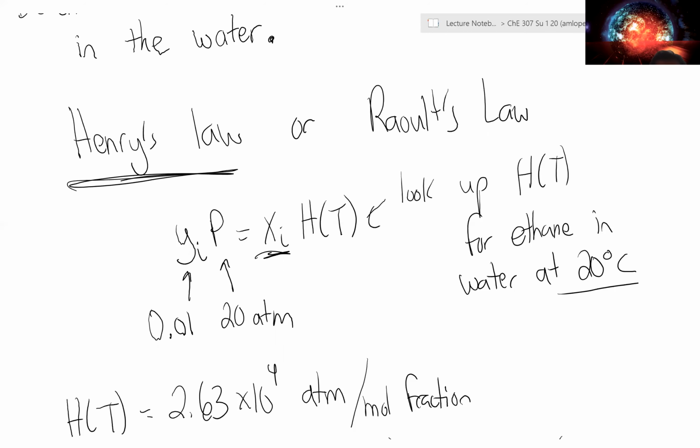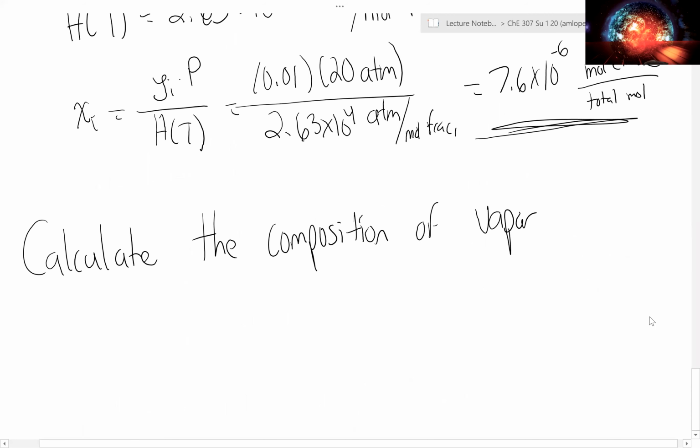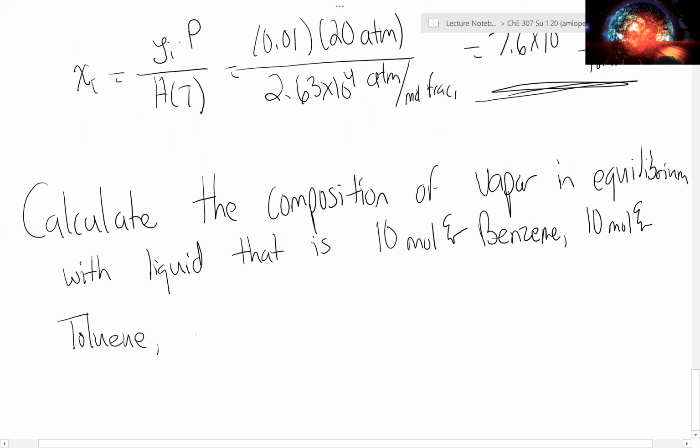So let's look at one more example. Let's calculate the composition of a vapor in equilibrium with liquid that is 10 mole percent benzene, 10 mole percent toluene, and I believe the remainder, 80 mole percent, is nitrogen.